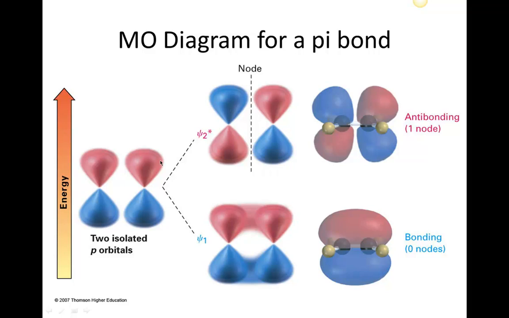Remember I said that the red ones could be plus and the blue ones could be minus. So when you have opposite signs side by side, mathematically they don't overlap, and so they repel each other. So when we put together in the molecular orbital theory these two pi bonds, we get these two molecular orbitals.